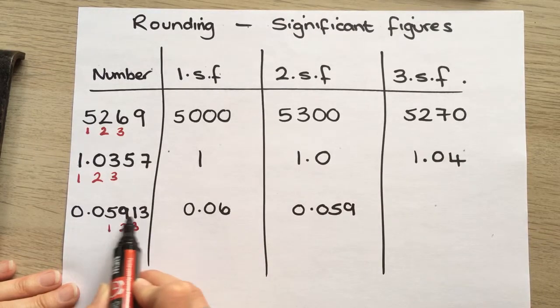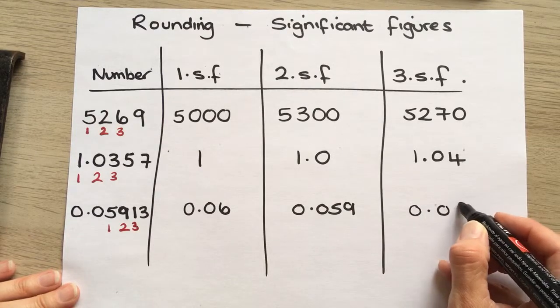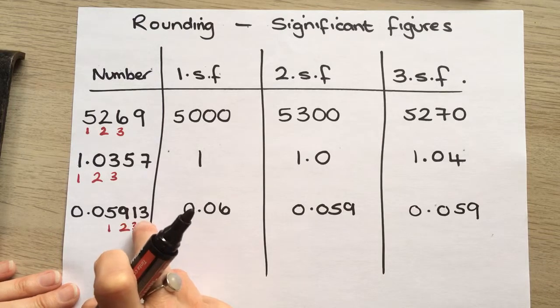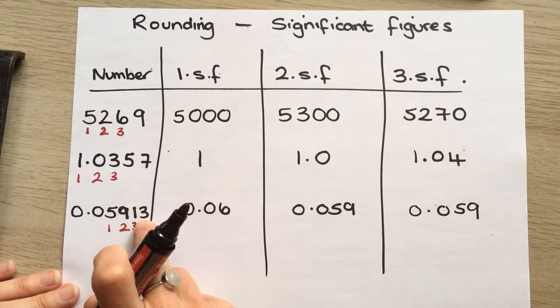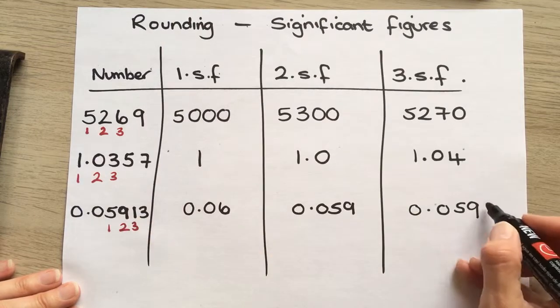And the final one, 3 significant figures. The third digit that's not 0, so 0.059. Then we need to decide if this 1 stays as a 1 or moves to a 2 by looking at the digit next to it, which is a 3, which is 4 or less. So this stays as a 1.